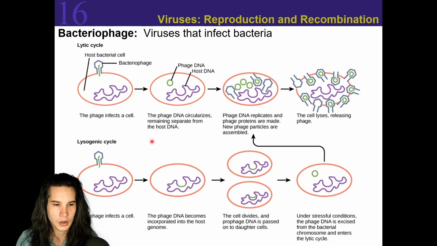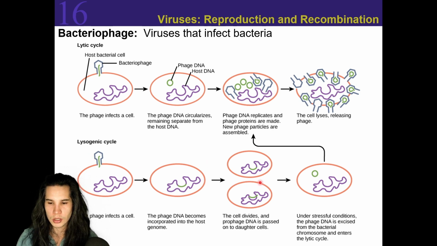Now, you could also undergo a lysogenic cycle if you're a virus. And a lysogenic cycle is a little bit more benign, I guess, in the sense of the integrity of the cell that it's infecting. So you have the infection of the bacterial cell. And what happens is if you're within the lysogenic cycle, you'll just simply integrate your DNA into the genome of the bacteria. So the phage DNA becomes incorporated into the host genome.